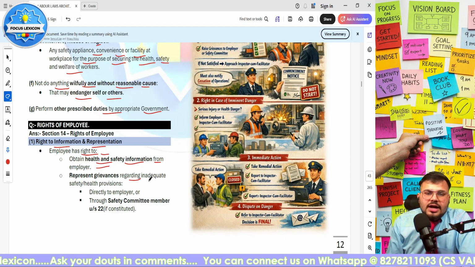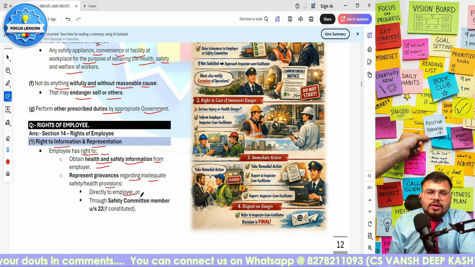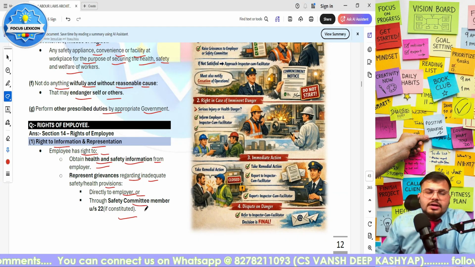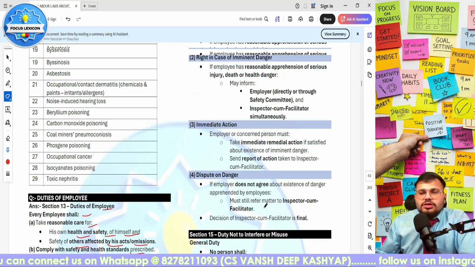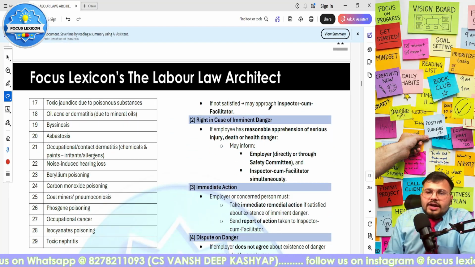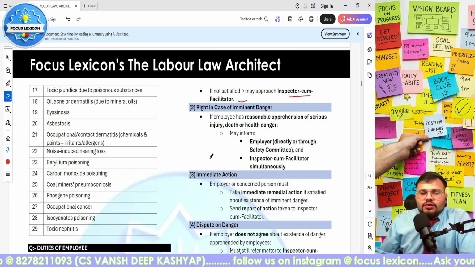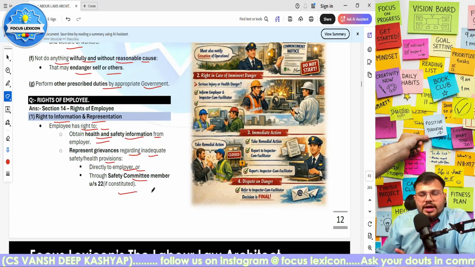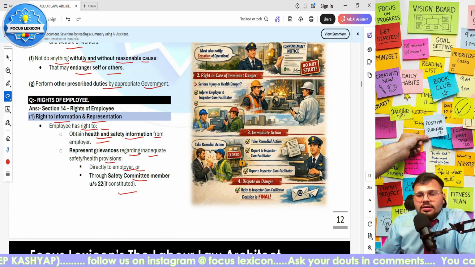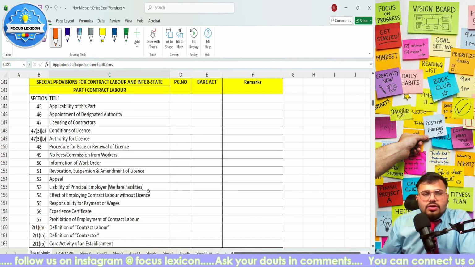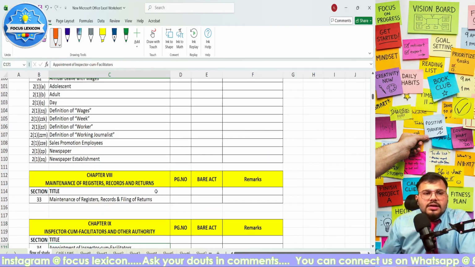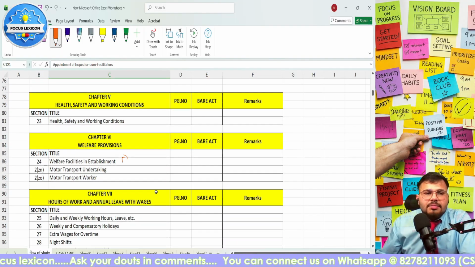Represent grievance regarding inadequate safety and health provision directly to the employer or through a safety committee member under section 22, if constituted. If not satisfied, may approach the inspector cum facilitator. So first of all, he has to inform a committee. Under the new codes, there is a section on formation of committees, of grievance redressal committees.